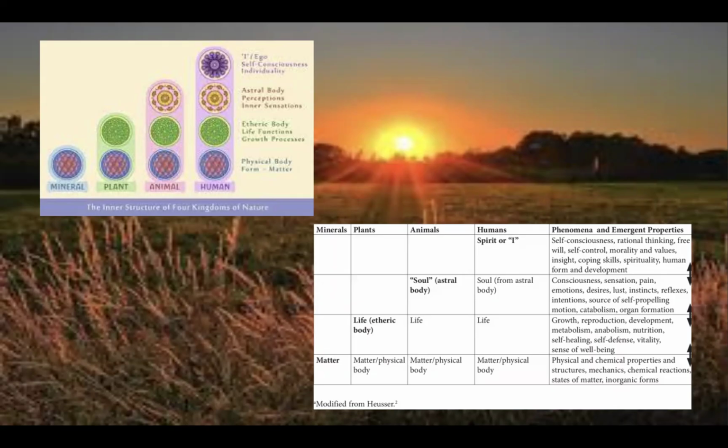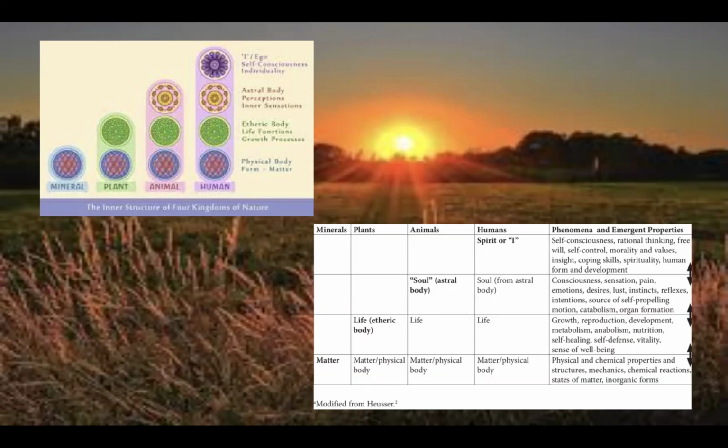Now, the four bodies are the physical, and this is the material aspect of being. And this is made up of molecules and elements. And these things are things like gemstones and semi-precious stones and different types of soil. These are all minerals. And there's what's called the etheric body, and this is the life body which animates the physical. So the difference between a quartz and a plant is a plant lives and it has an etheric body.